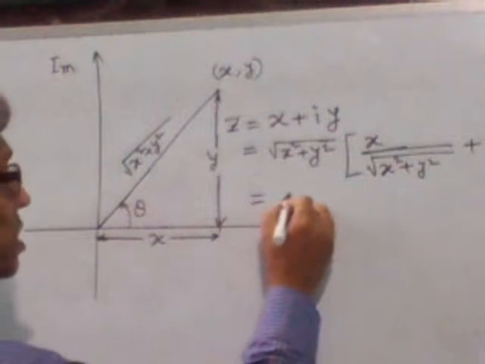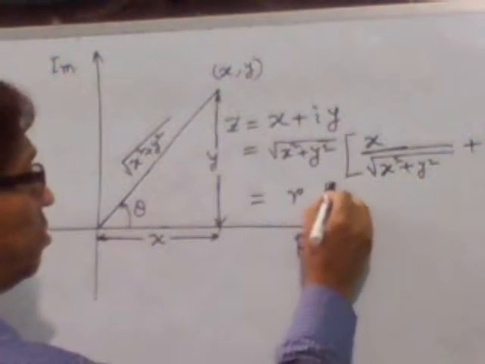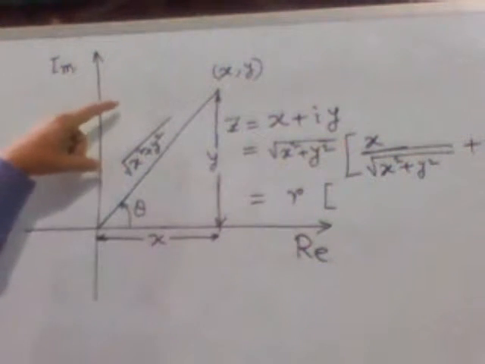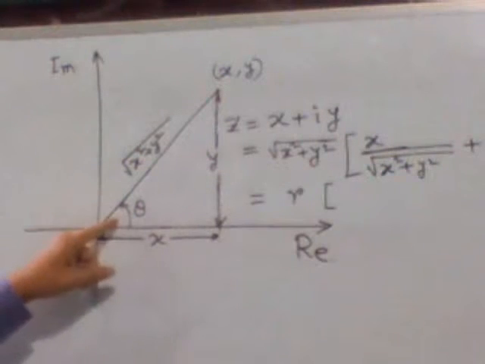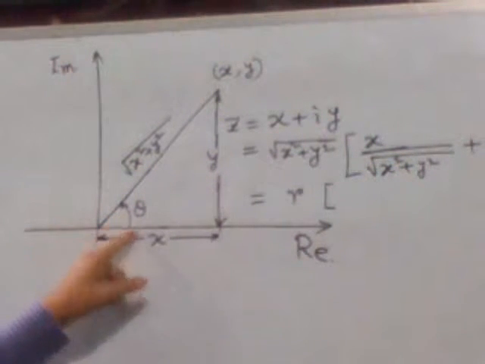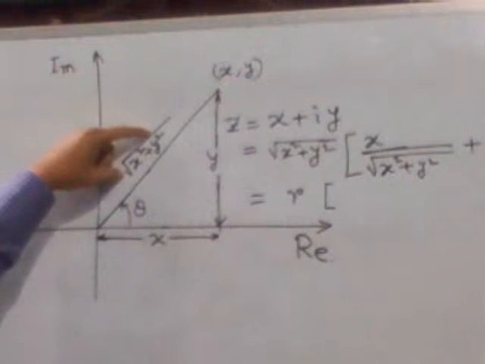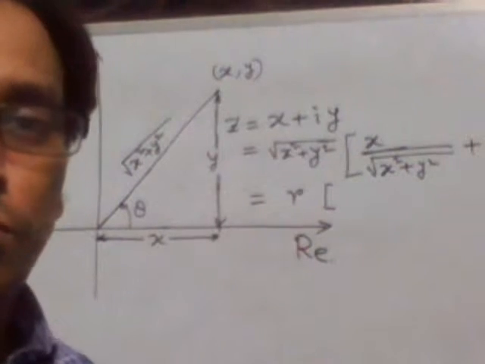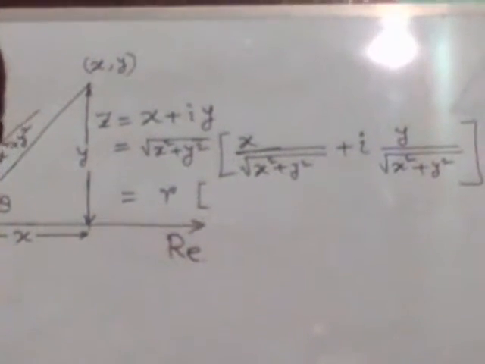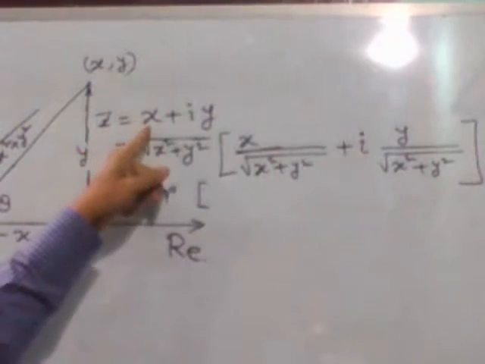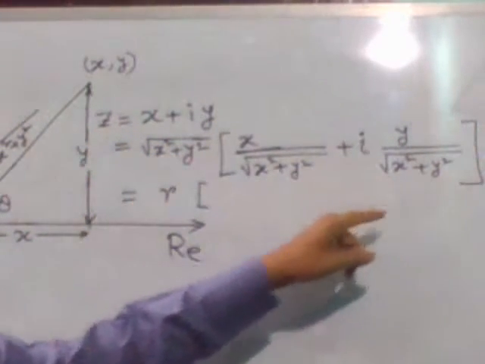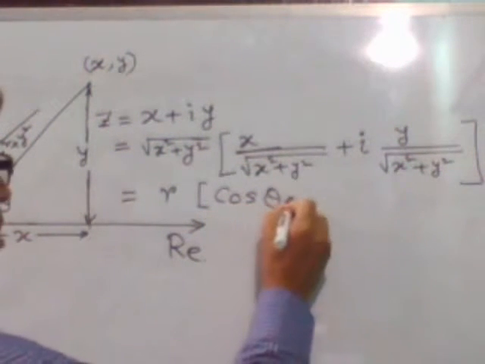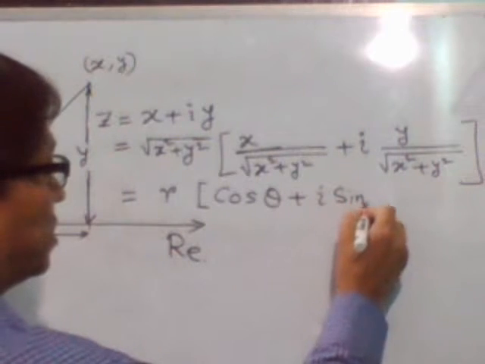This thing we represent with r. Now x by root under x square plus y square gives cosine of this angle, that is cos theta, and y by root under x square plus y square gives sine of this angle. So the formula which I have just written here, x plus iy, can be written as r into cosine of theta plus i sine of theta.